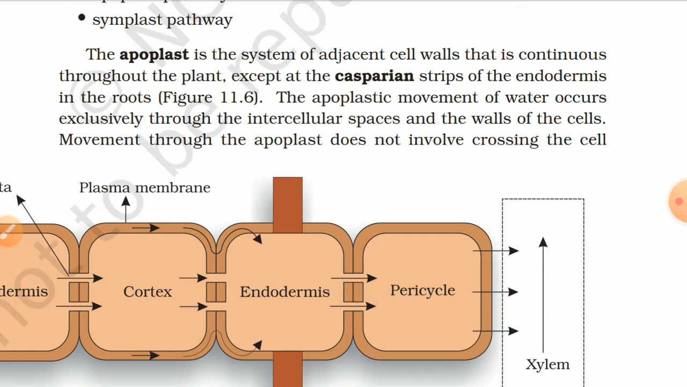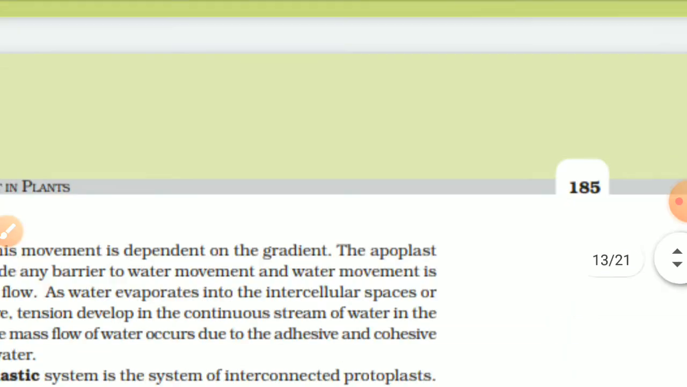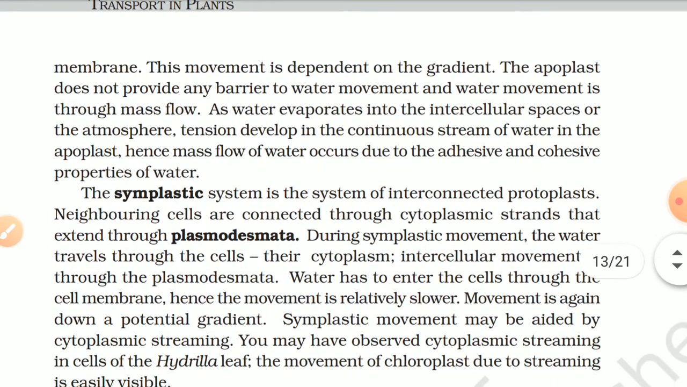Figure 11.6. The apoplastic movement of water occurs exclusively through the intercellular spaces and the walls of the cells. Movement through the apoplast does not involve crossing the cell membrane. This movement is dependent on the gradient. The apoplast does not provide any barrier to water movement, and water movement is through mass flow. As water evaporates into the intercellular spaces or the atmosphere, tension develops in a continuous stream of water in the apoplast. Hence, mass flow of water occurs due to the adhesive and cohesive property of water.